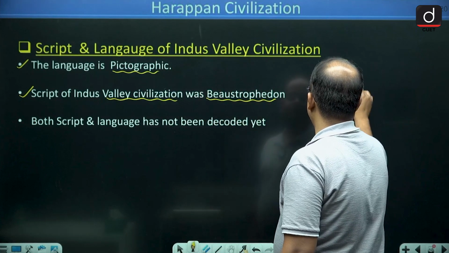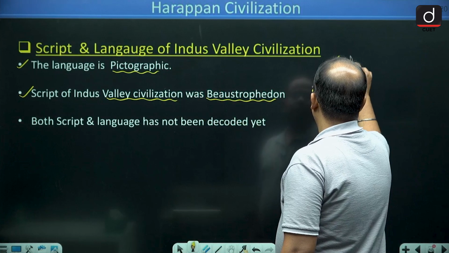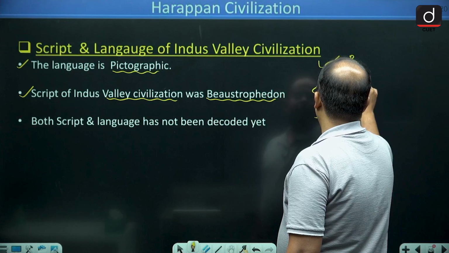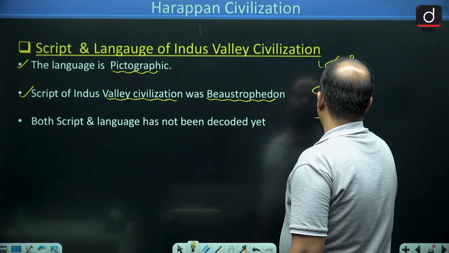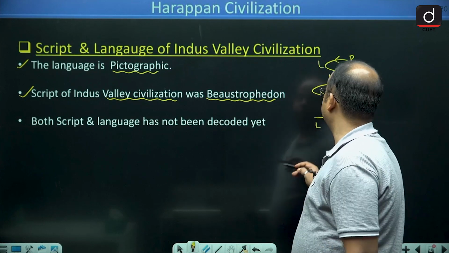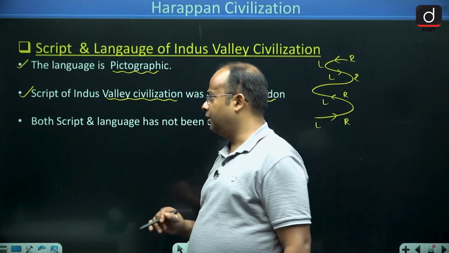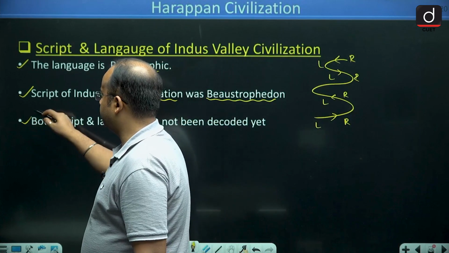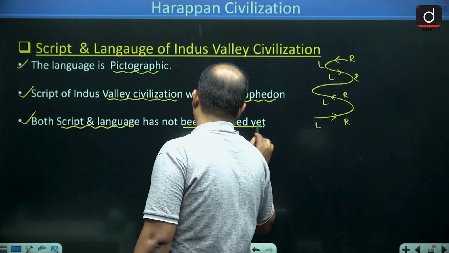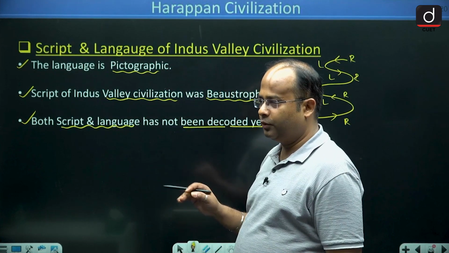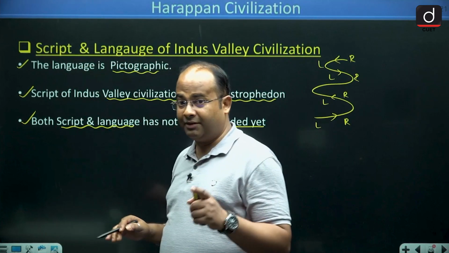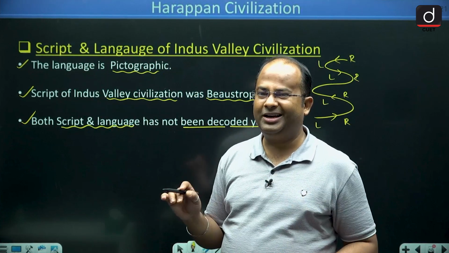Bostophodon is written like this: left to right, then right to left, then left to right, and so on. So this is Bostophodon, and both script and language have not been deciphered yet. Therefore it is a part of the proto-historic period. Although we have script and language in Indus Valley, they have not been decoded yet.